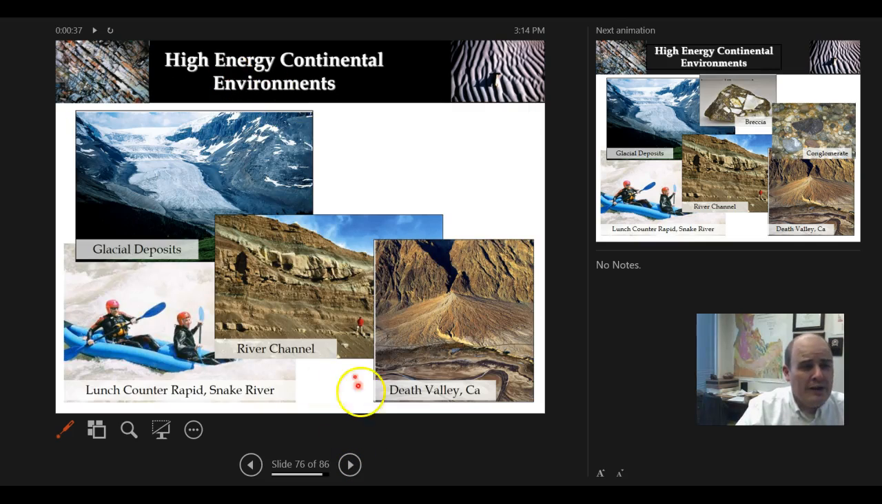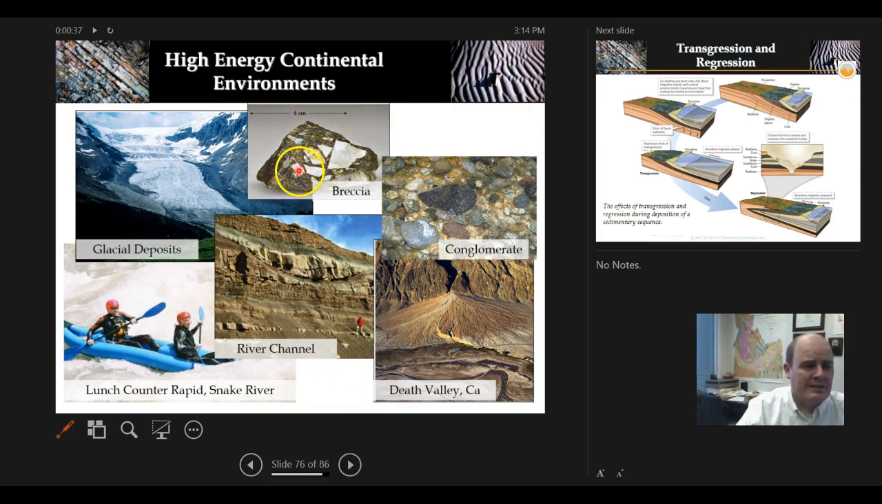Or really high energy continental environments, you might get things like breccias or conglomerates, right, where the big particles can't be moved or get left behind. These big particles you get in river channels, glaciers, and things like that, right? All examples of high energy continental environments.